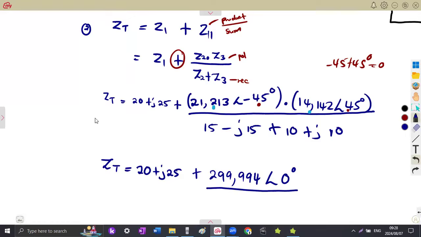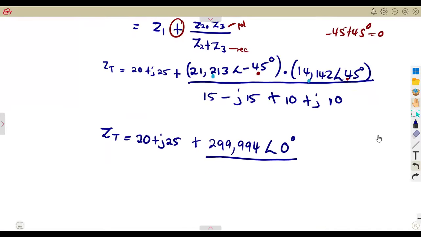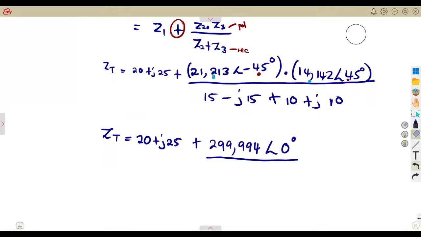You need to add now these two that are in rectangular form, because we know and we understand that addition is easier in rectangular form. We're just going to add these two in the real terms. 15 plus 10, which is 25. The imaginary on their own. So minus 15 plus 10 is minus 5. So that's minus J5.